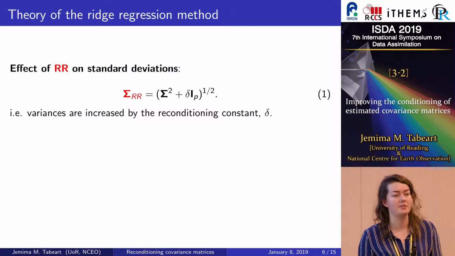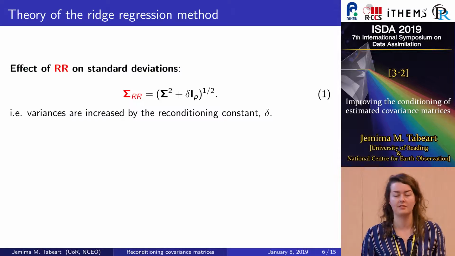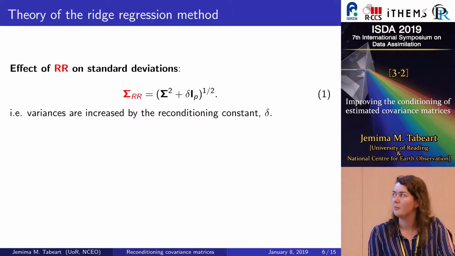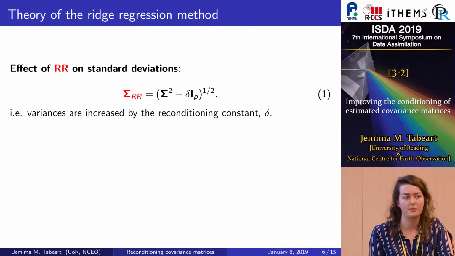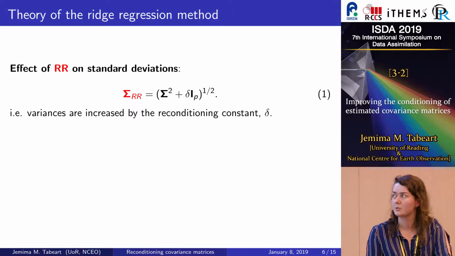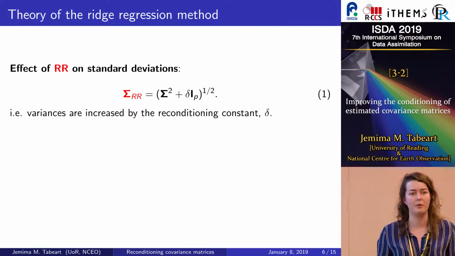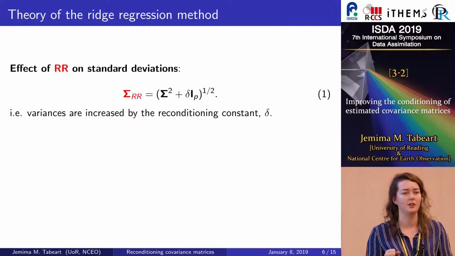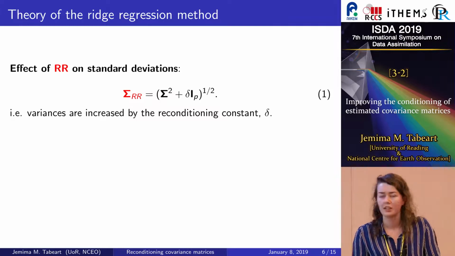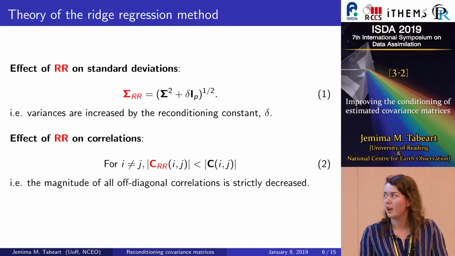Okay, so we're interested in what happens to the standard deviations and the correlations, because that would be good to know. So using the mathematical definition here, we see that the updated standard deviation is equivalent to the square root of the original variance plus this delta term. So what this means is if we think about the variances, we're increasing the variances by a constant amount, and that's our delta that we designed at the beginning, which is good.